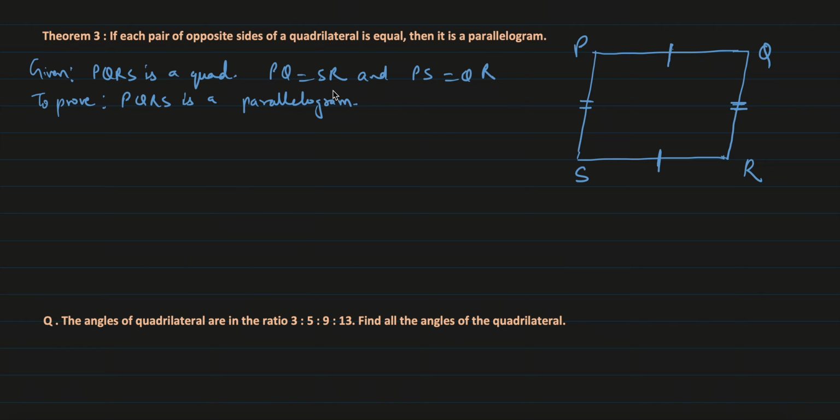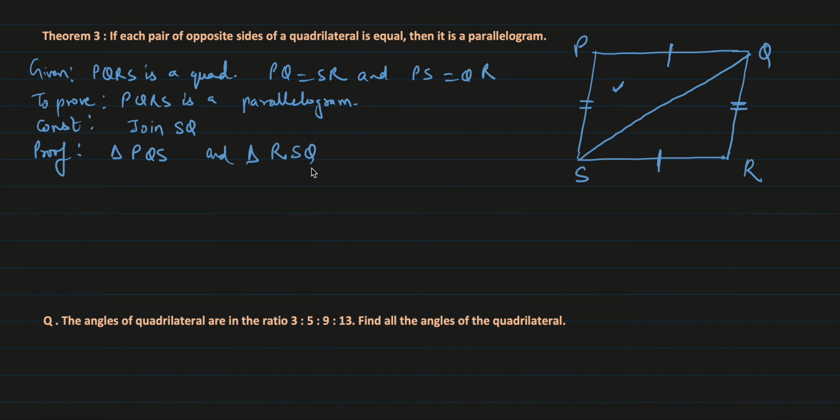So, how do we prove that it's a parallelogram? Again we'll draw a diagonal first. Okay, so let's do the construction part. We join, let's say, SQ as a diagonal of this quadrilateral. Yeah, it's a quadrilateral. Now let's start with the proof. We have two triangles over here again. I have taken triangle PQS, and its opposite triangle is RSQ. Fine, I've taken the two.